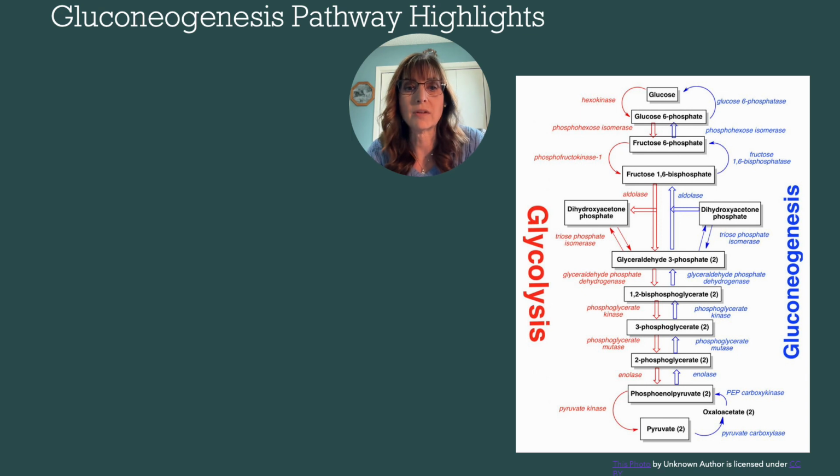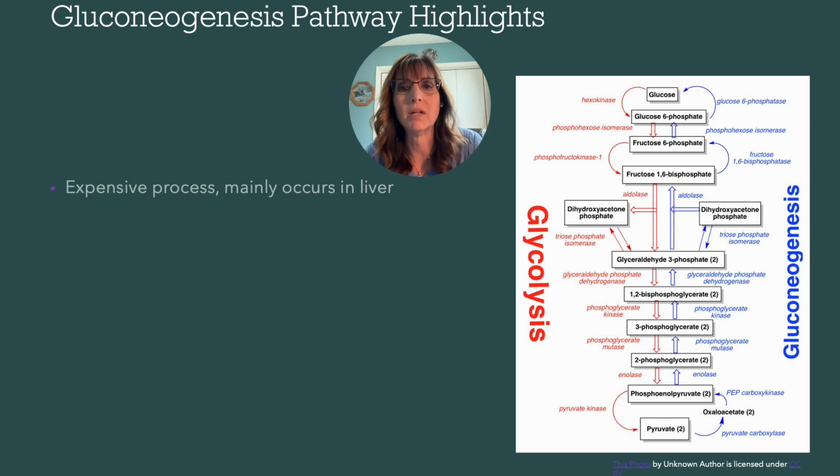Before we look at the details of gluconeogenesis, let's just look at some of the highlights of this pathway. Now, gluconeogenesis is how the body can take pyruvate or acetate or lactate or some other molecules and actually create glucose. This mainly occurs in the liver, and it is an expensive process because energy is put in to ensure that the process is irreversible, not to mention you're building a molecule.